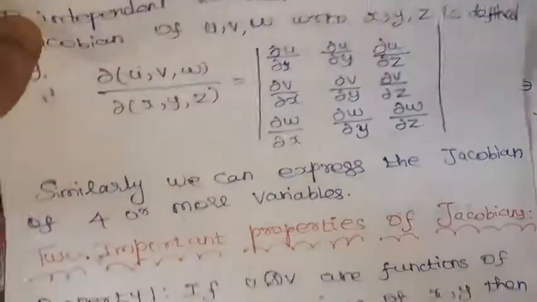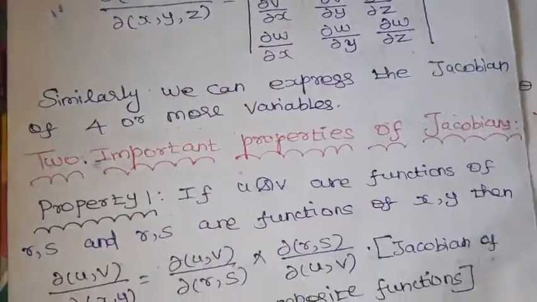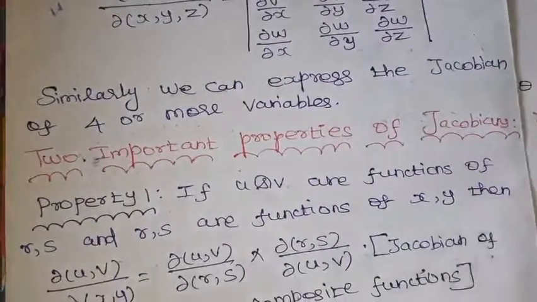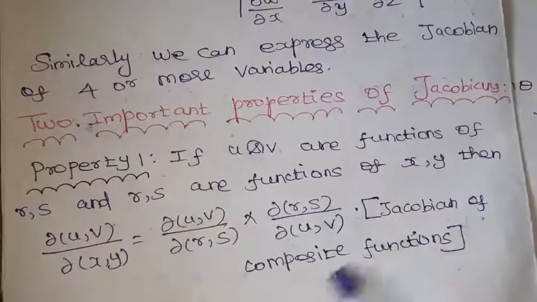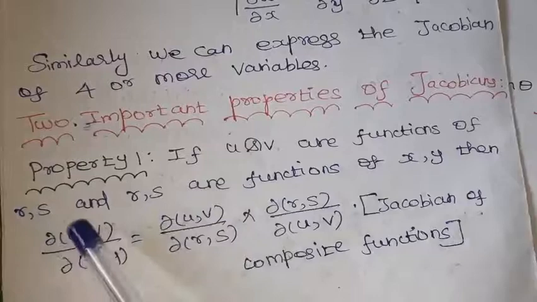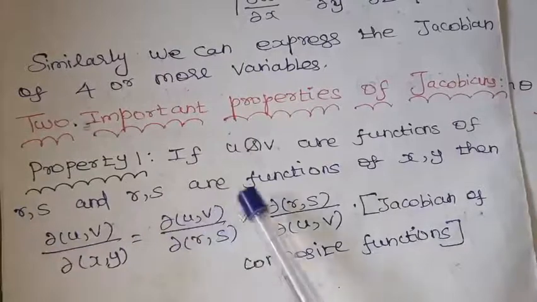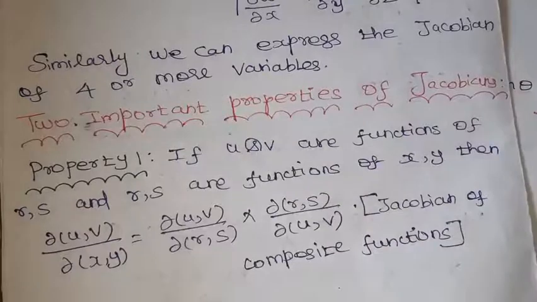Then we'll see the two important properties of Jacobians. What is the first property? Property 1: if u and v are directly functions of x and y, we can define the Jacobian in the format above.